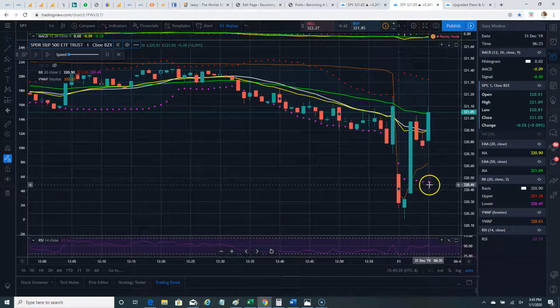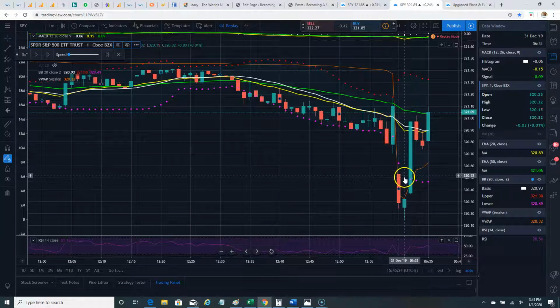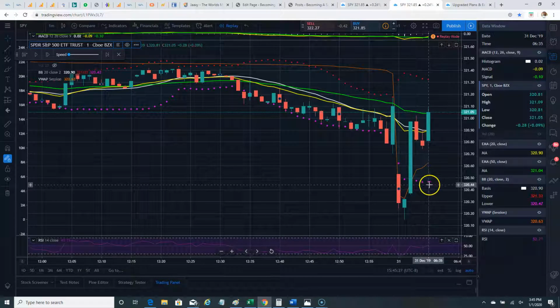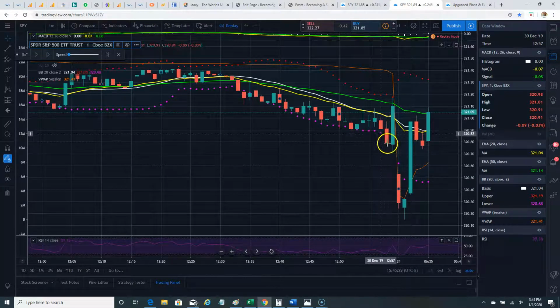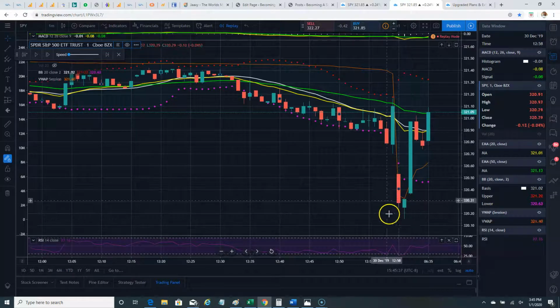We explain that term in the blog, meaning that the price is below even this lower Bollinger Band. We talked about Bollinger Bands. This is the upper Bollinger Band. This is the lower Bollinger Band. The price is really below that. The price is even below the VWAP, which again we explain in detail.